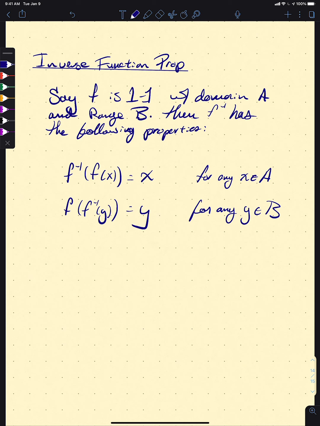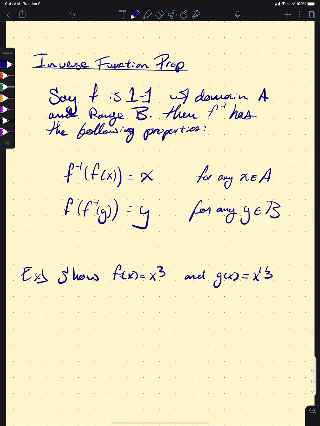So we'll do one quick example of this, and then we'll look at how to compute them. Let's say we want to show that f(x) = x cubed and g(x) = x^(1/3) are inverses. What we need to do is compose these both ways and show that the only thing we're left with is x.